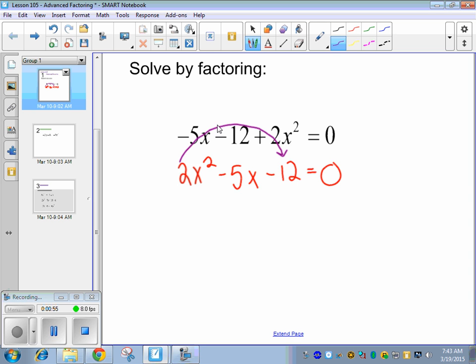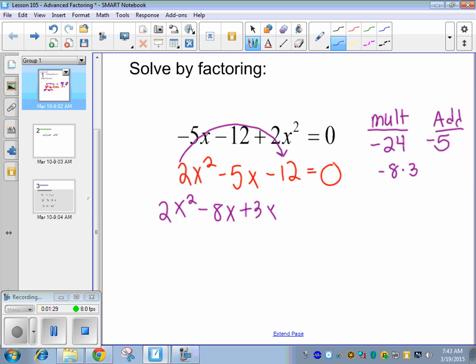Okay, so what's 2 times negative 12? So we're looking for two numbers that multiply to be negative 24 and add to be this middle number, negative 5. Okay, so what multiplies to negative 24 and adds to negative 5? Okay, good. So negative 8 and positive 3. So we rewrite this with 4 terms. So instead of the negative 5x, we're going to put negative 8x, positive 3x. So our two numbers here with x's on them, and then minus 12 equals 0.